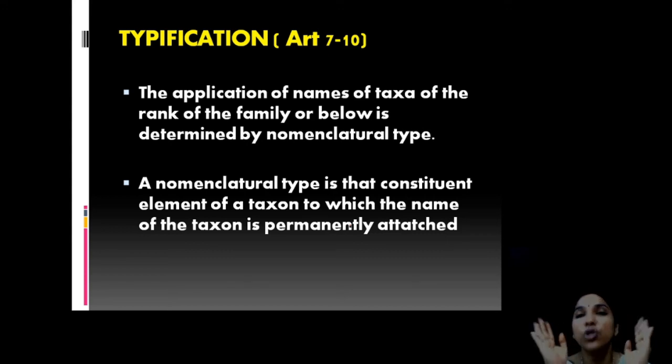So when you are going to describe a plant and give a name, in your hand you have an original material, a plant, or you have a diagram or an illustration with you, drawn by you. That is the original material based upon which you are naming and giving the description. So that material is known as what? Type. Okay.